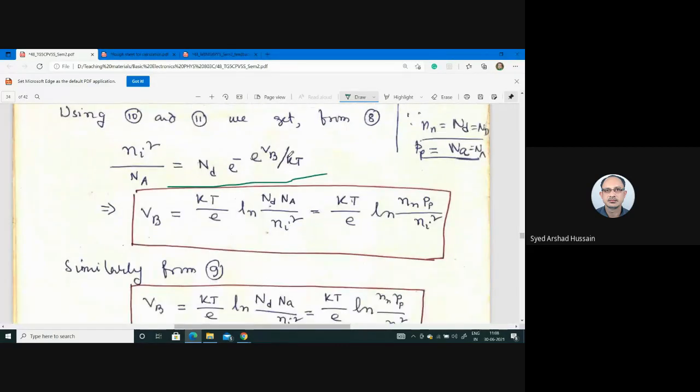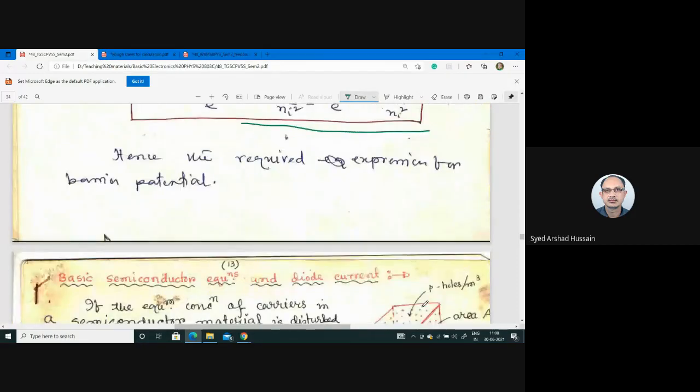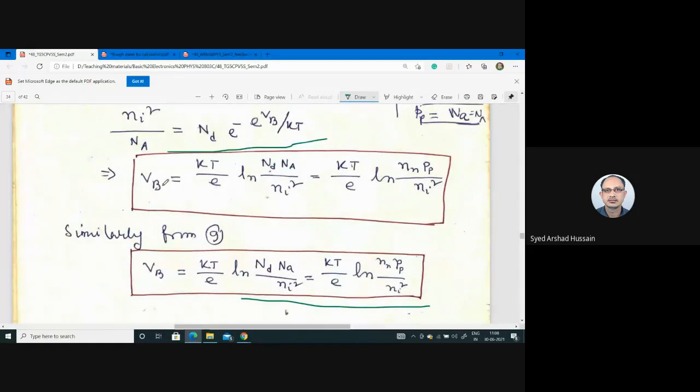Or just rearranging this one, we can write VB is equal to Kt divided by E ln Nd Na divided by Ni square, which is equal to Kt divided by E ln Nn Pp divided by Ni square. Similarly, from this other equation for P system, we can write Vb is equal to this one. Okay. So this is your expression for potential barrier.